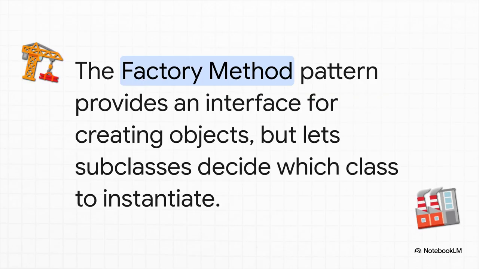So let's check out a classic example, the factory method. The real beauty of this pattern is that it lets a parent class define a general process for creating an object, but then it lets the subclasses decide which exact kind of object to create. It's all about delegating that responsibility.